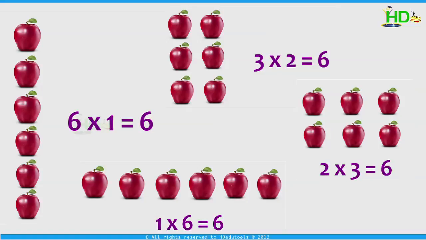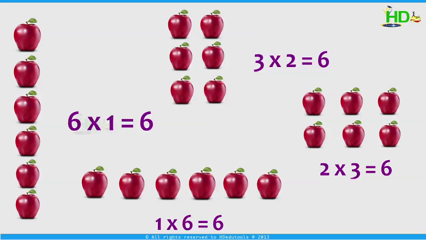Now, from the other product, 6 is equal to 1 into 6, we can say that 6 and 1 are also factors of 6. Therefore, 1, 2, 3 and 6 are the only factors of 6. That is, a number which divides the other number exactly is called a factor of that number. In other words, every number is completely divisible by its factors.